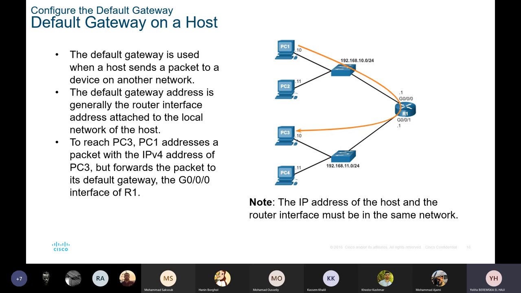Why do we have to use the default gateway? If our end devices want to communicate with remote end devices from another network, for sure they need to know the default gateway. Otherwise, their communication will be limited only among the devices in the local area network.